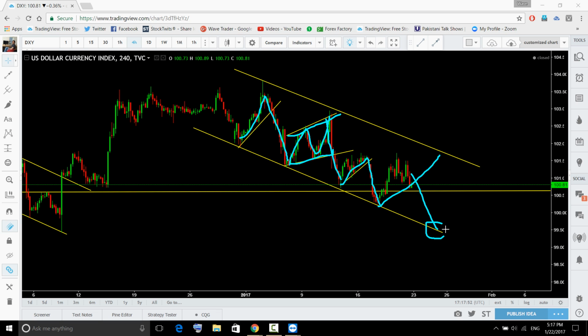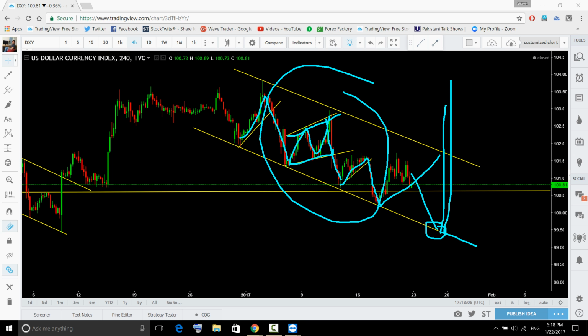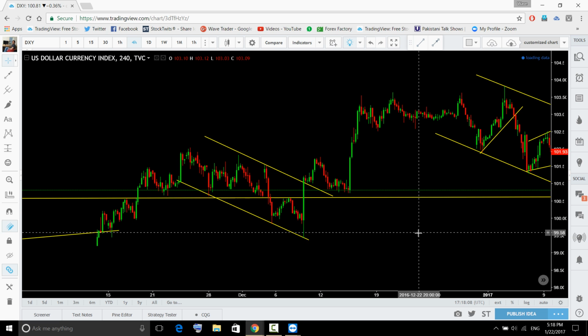Whenever price hits the lower trend line, watch for the impulse. Impulse can appear at the lower trend line. Once the impulse appears, it will break through this corrective move to the upside, same like this.